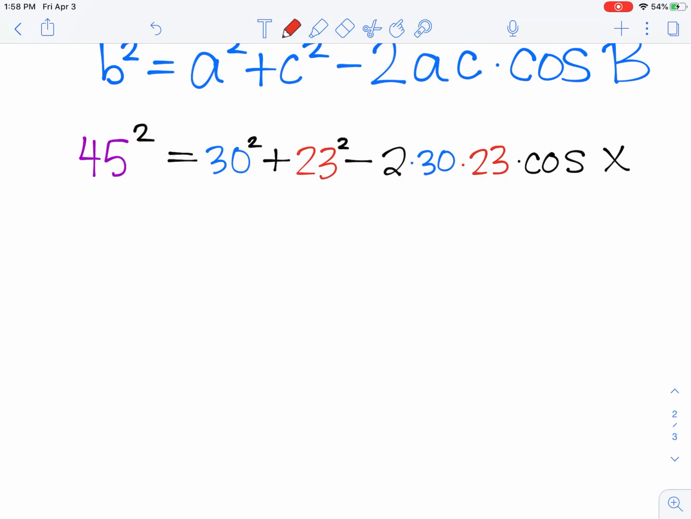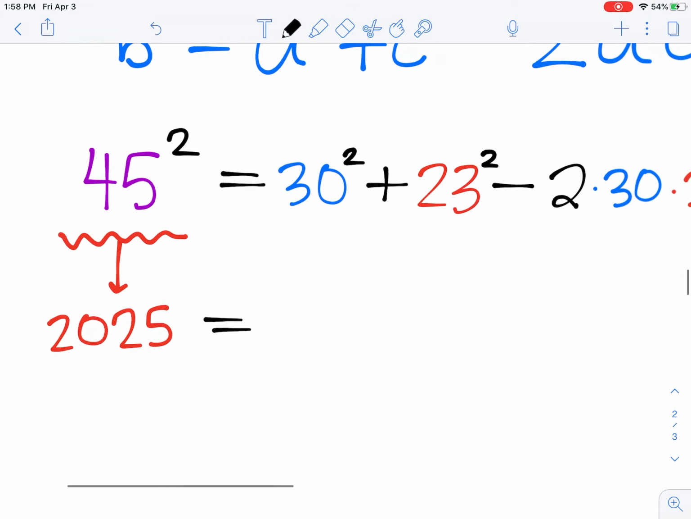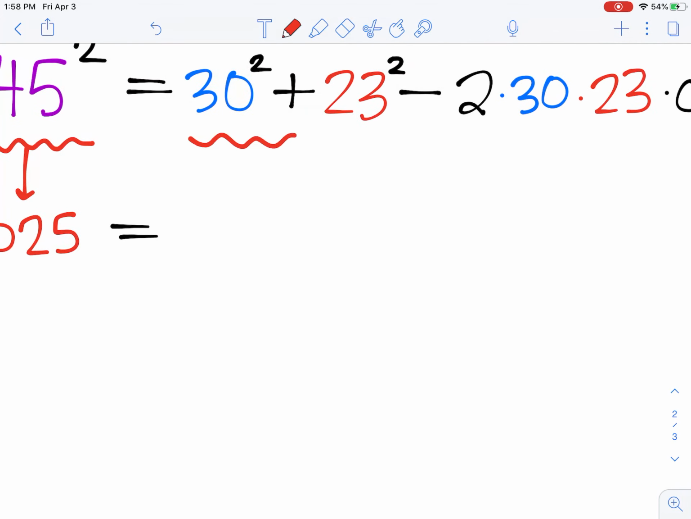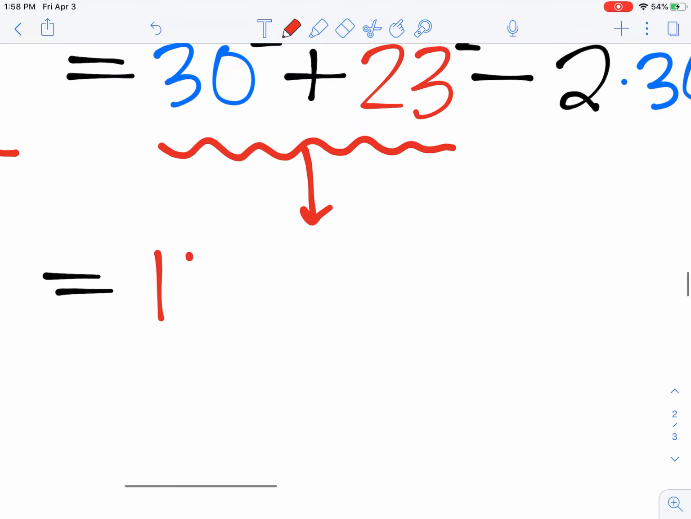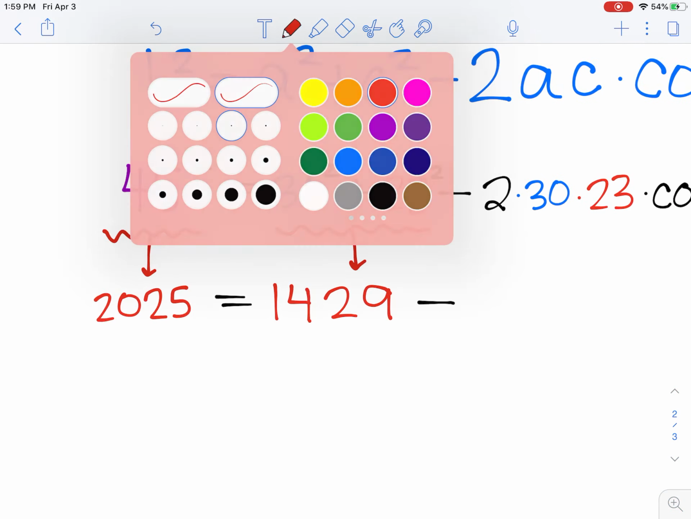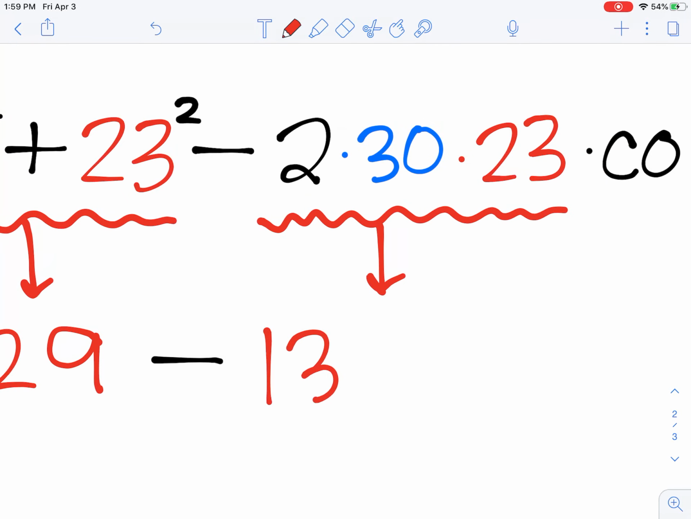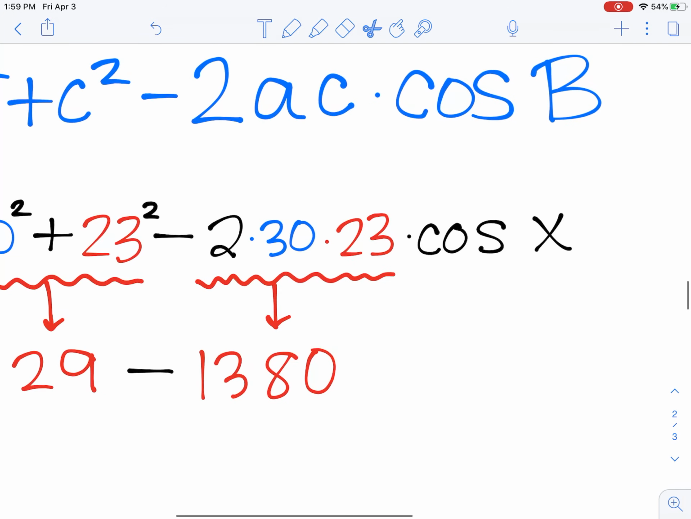All right, since we know we're finding a side, we're going to evaluate these in 3 steps. So 45 squared is 2,025. That equals 30 squared plus 23 squared, which is 1,429. Minus, we're going to go 2 times 30 times 23, which is 1,380. And then last but not least, still times the cosine of x.